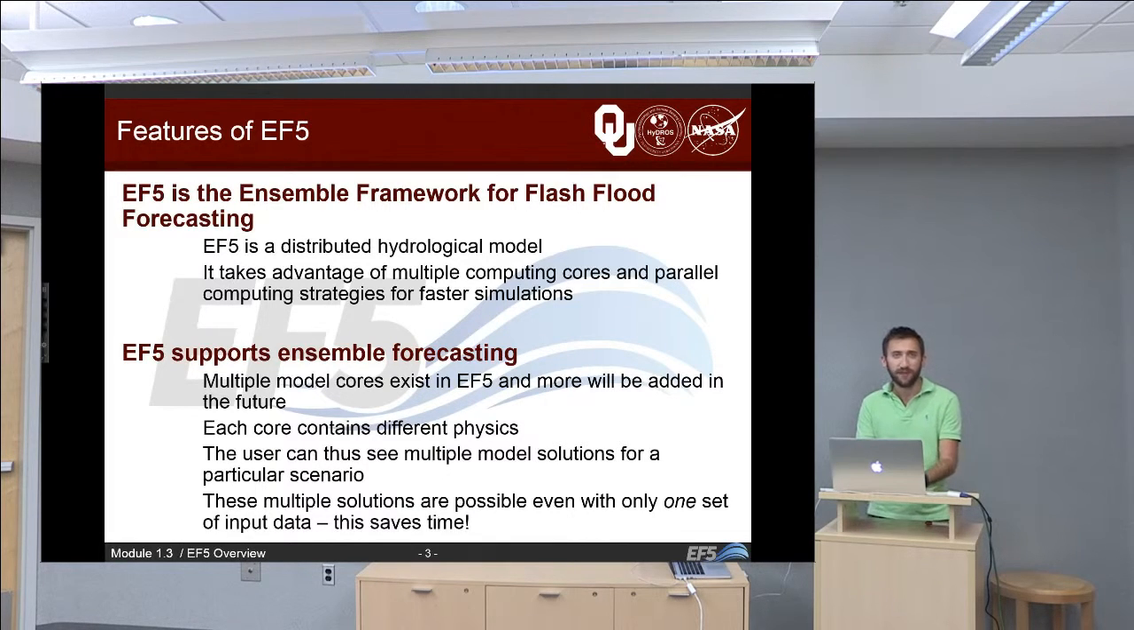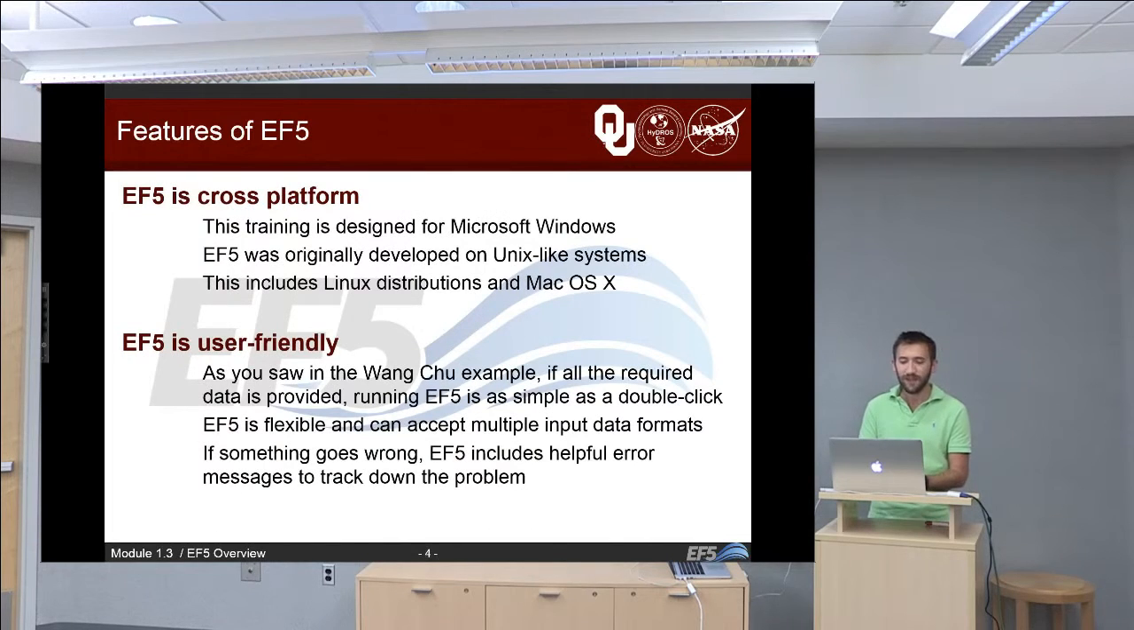And it also helps to save time because that means that you can generate one series of input data, one series of precipitation, one series of PET, one control file, and then you put that into EF5 and it runs it through all the different models at once and gives you a bunch of different solutions. It's also cross-platform. This training is designed and done in Microsoft Windows, but it was originally developed on Unix-like systems, and so that includes many different Linux distributions, and also Macintosh OS X. You can run EF5 on those computer systems if you so desire.